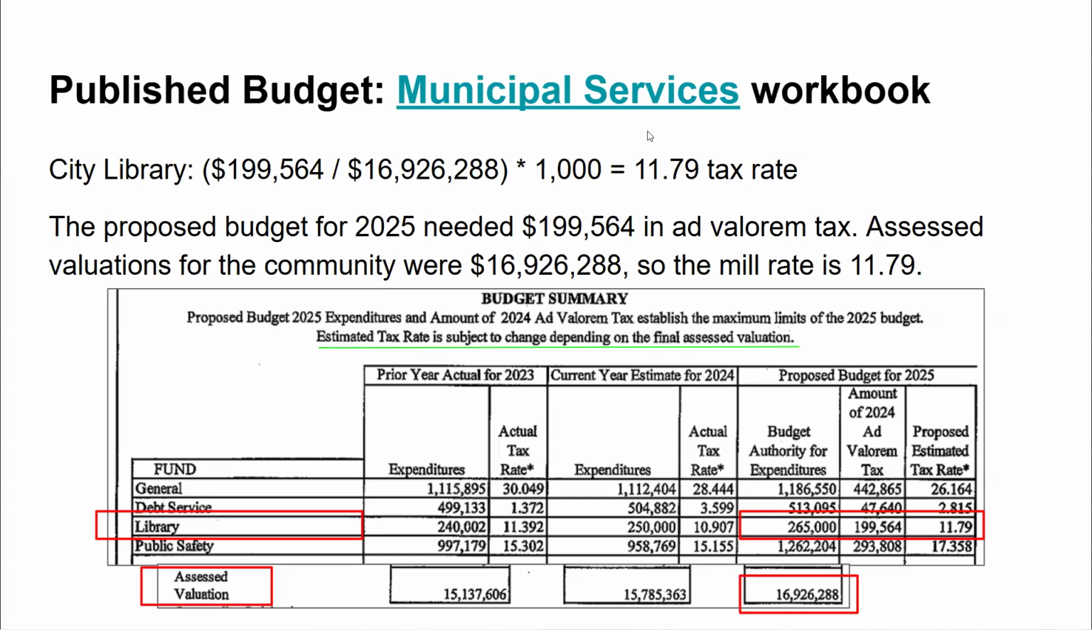So to recap, a mill levy, or the proposed estimated tax rate as it shows on this publication, is the percentage of the assessed valuation number, that big fat $16 million, needed to generate the ad valorem or property taxes needed to fund the library's budget. We looked at two different equations or two different scenarios. In both, we knew what the assessed valuation was, but in the first example, we determined what the tax rate would need to be to generate $6,000 needed for the library.